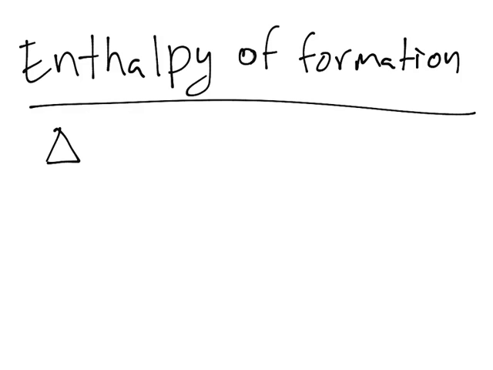In this video, I'll be defining what enthalpy of formation is. Enthalpy of formation is represented with a delta, H, and F here, and a 0 here. So that is the symbol for enthalpy of formation. And whenever you hear the word enthalpy, you will want to think about heat flow.